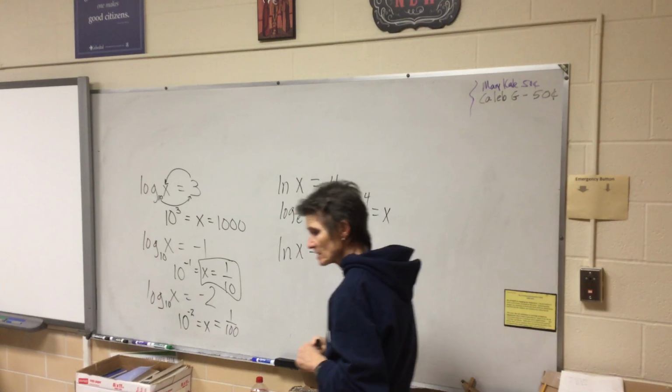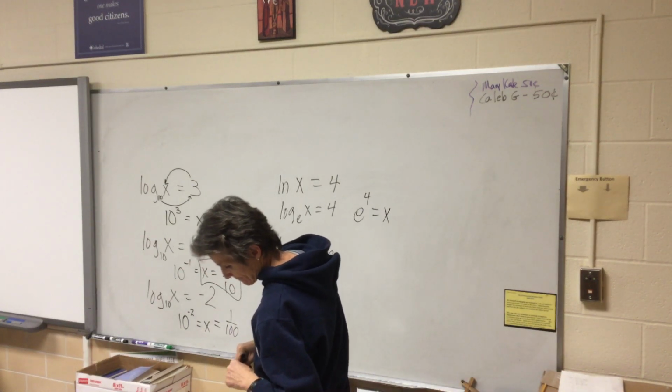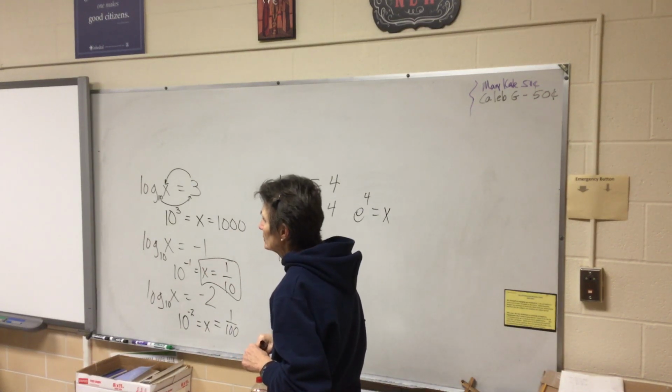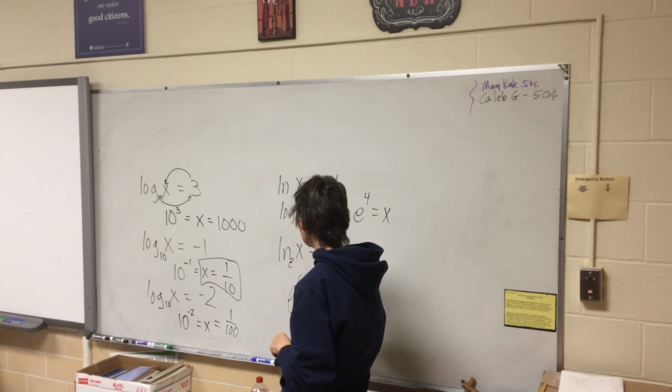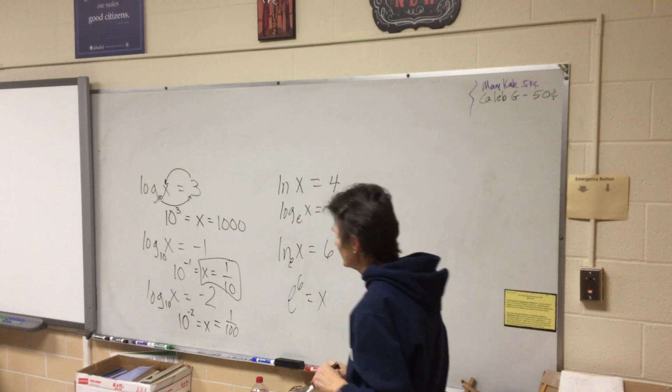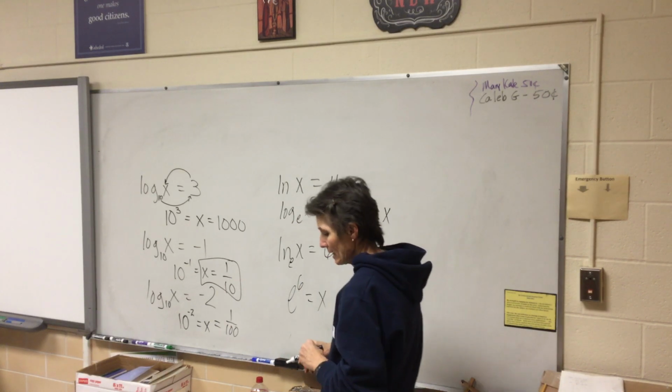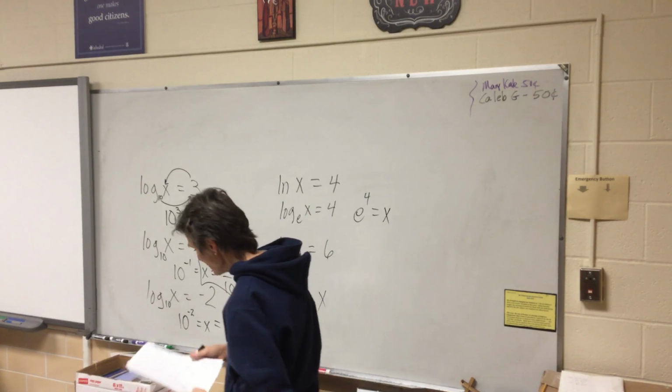What's the answer to the next one? E to the 6th. Yep. E to the 6th equals x. That's exactly right. Ln means log base e.